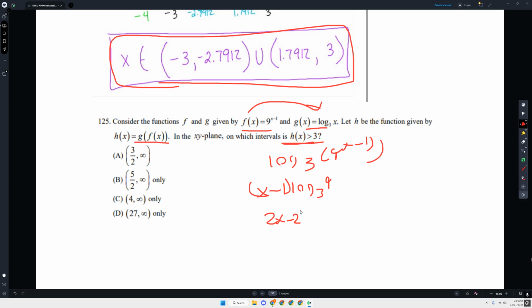And we're saying it's greater than 3. And then we're going to solve by adding 2 on both sides. 2x is greater than 5. x is greater than 5 over 2, which should be B. Any questions?